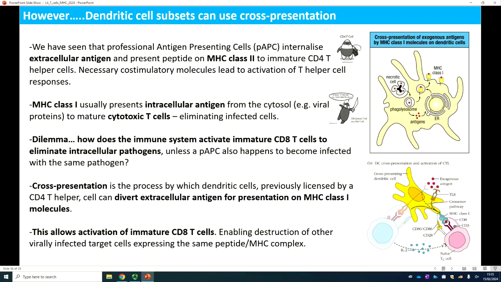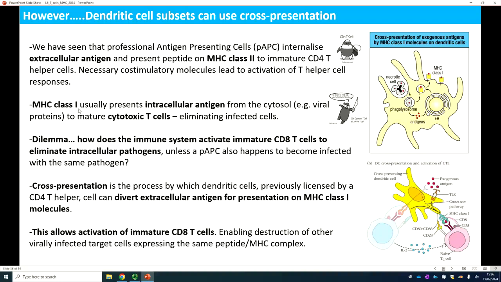So we need to talk about cross-presentation. There are certain subsets of dendritic cells that actually perform cross-presentation. As we've already talked about today, we have our professional antigen-presenting cells. These internalize extracellular antigen and present it on MHC class 2 to immature CD4 T helper cells. We also get appropriate co-stimulatory signals, which we'll talk about later, and this will activate that T helper cell. That T helper cell can go off and do the functions that we talked about earlier in the lecture, like activating the macrophages and providing the necessary help.